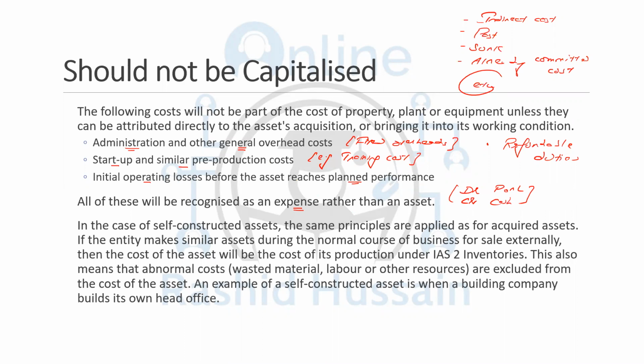So we know that initial purchase price plus any directly attributable cost to bring the asset in the working condition, we have already discussed those things, should be capitalized. And these are the things right in front of you, which include administration and general overheads, startup and similar pre-production costs, for example, the training cost, initial operating losses. These should not be capitalized, and these will be expensed out rather.